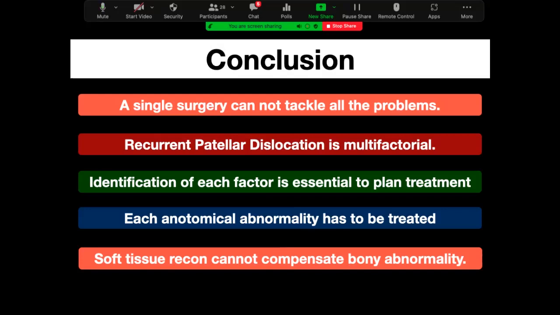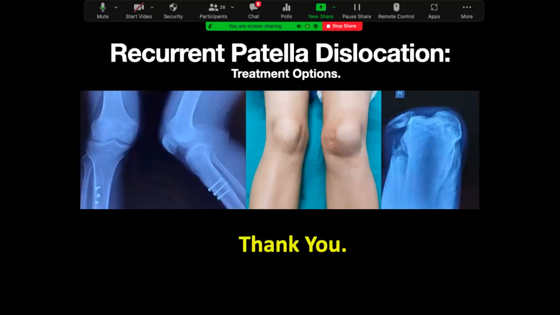And finally, remember that soft tissue reconstruction cannot compensate for the bony anomaly. All those surgeries we used to do, Campbell procedures, the proximal realignment surgeries, will fail definitely if your trochlea is not normal, if the bony alignment is not normal.